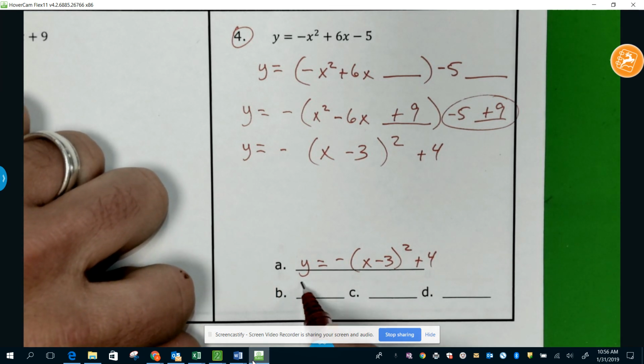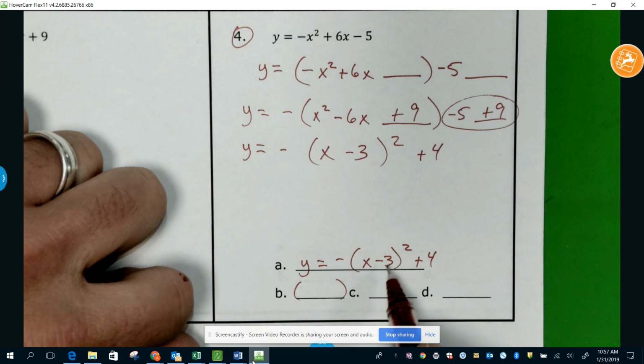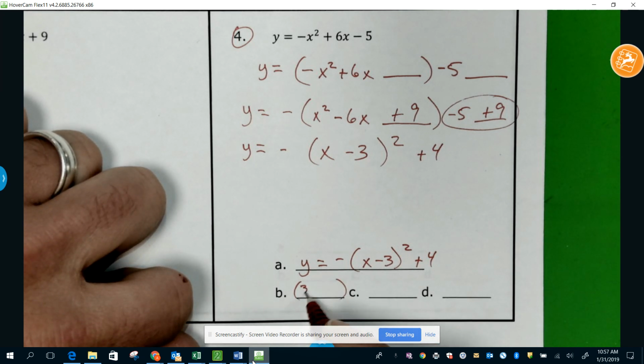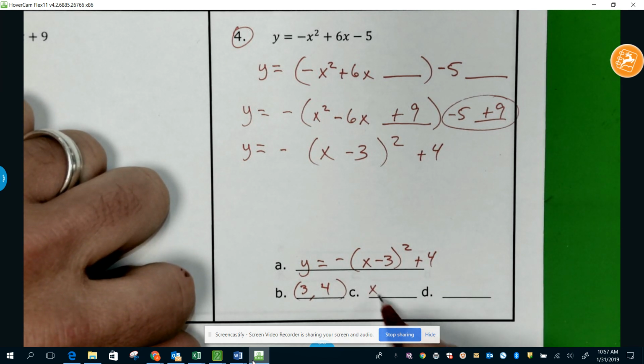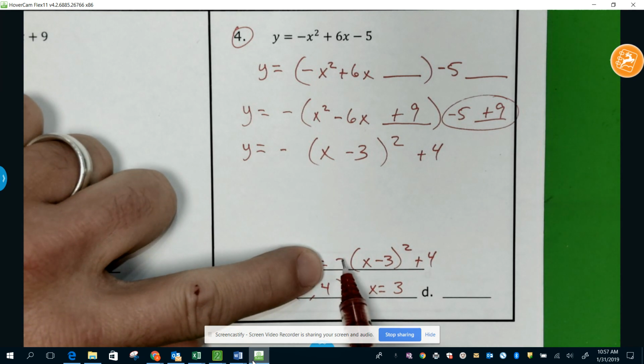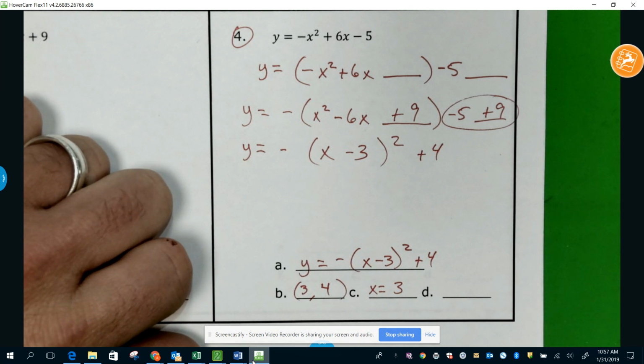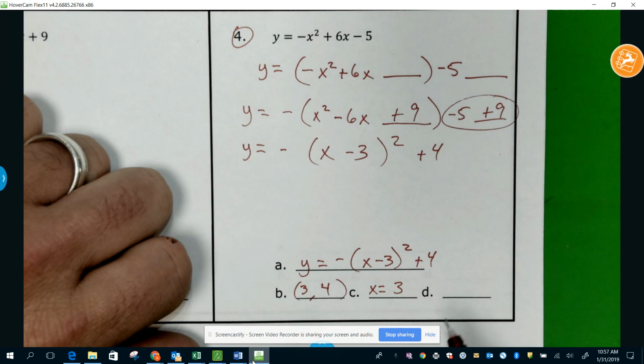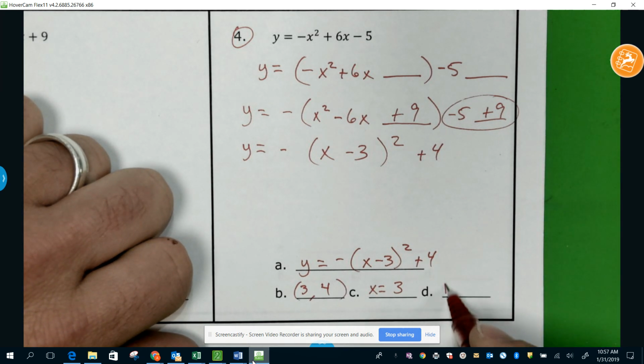So my vertex, again, is always opposite of my x, so it's going to be positive 3, and the y value is what it is, positive 4. The axis of symmetry always needs to say x equals, and it's always the x value of the vertex, so here it's a positive 3. And now when we look out front, our a value is a negative. There's an invisible 1 there, negative 1. Since the a value is a negative 1, that tells us that our parabola opens downward.